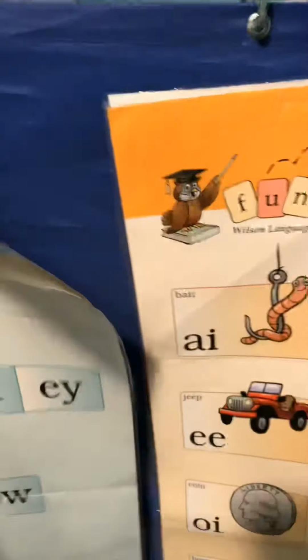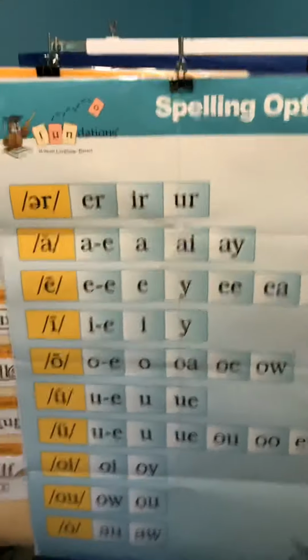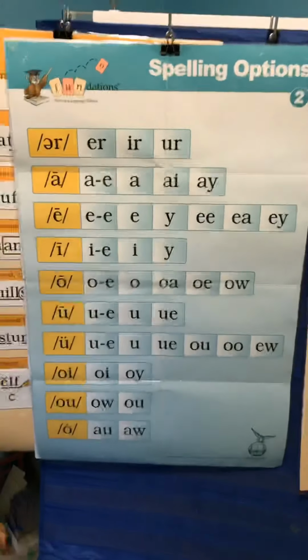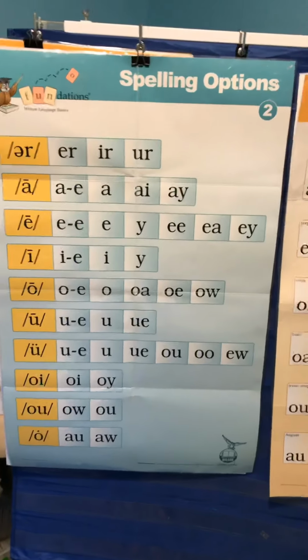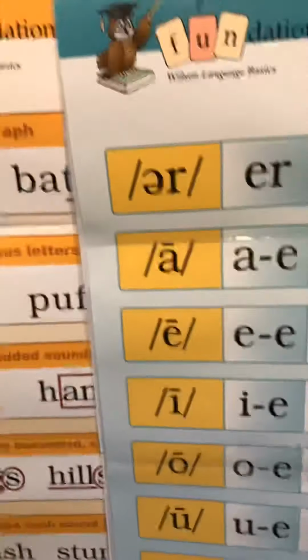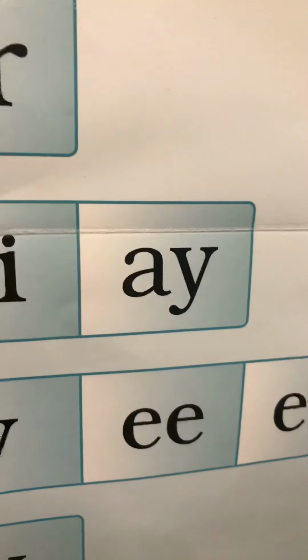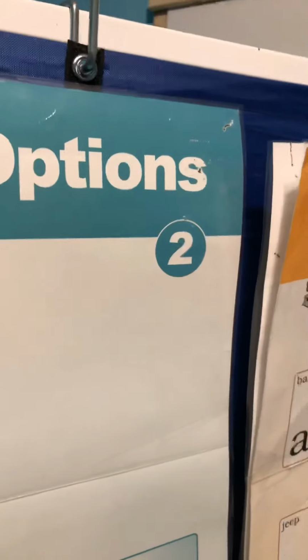This one is in 2nd grade. This one's a tricky concept, but there's different spelling options. So if you hear a sound in a word, it could be spelled that way, or that way. If you hear the long A sound in a word, there's all the different possible spellings for long A in 2nd grade, because there are more in 3rd grade, but this is a 2nd grade poster.